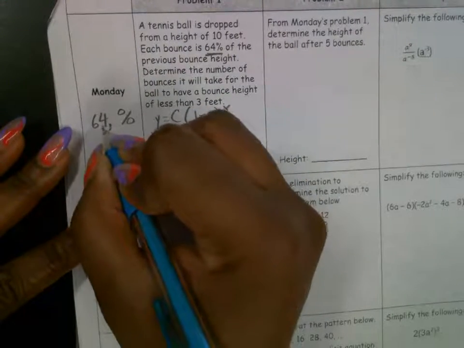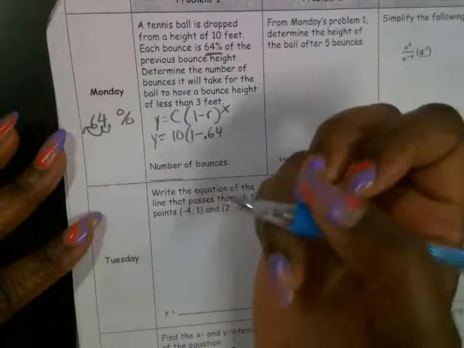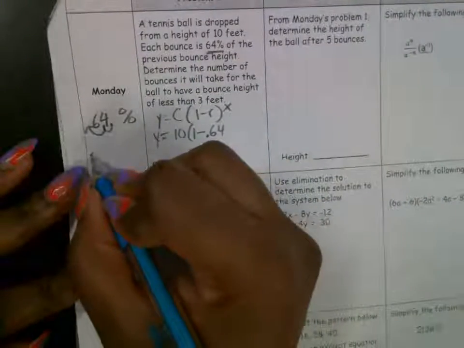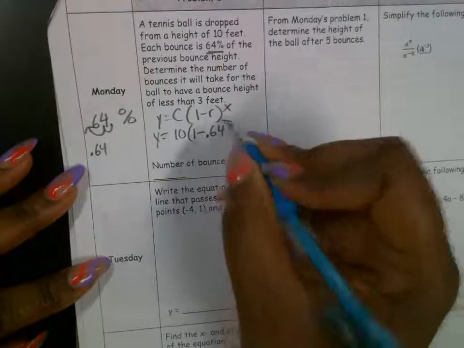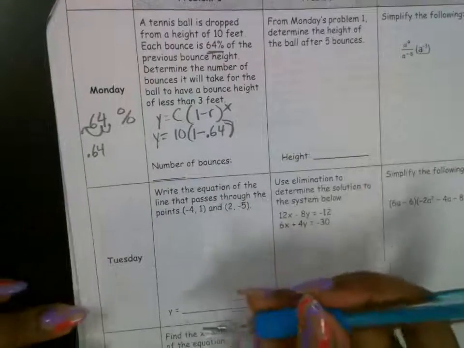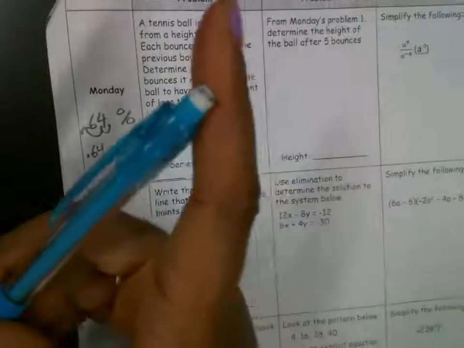Locate the decimal and move it 2 times to the what? To the left. So this is going to be 0.64, and to the x power. Any questions about that? No.